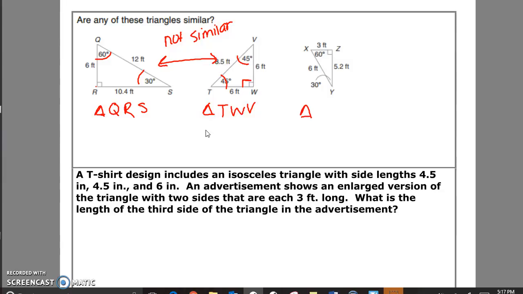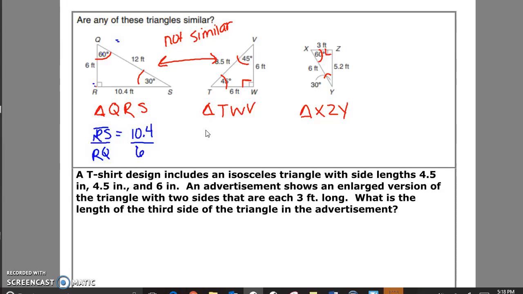Okay, here with this triangle, I've got triangle XZY. Z being that 90-degree angle, then I've got 60 degrees, and I've got 30 degrees. Noticing that my first one, QRS, had 60 and 30 as well. 60, 90, and 30 as well. So these two could possibly be similar triangles. Okay, so let's set up a proportion to see if they are. So I'm just going to use this side RS, which is 10.4 over side RQ, which is 6 feet.